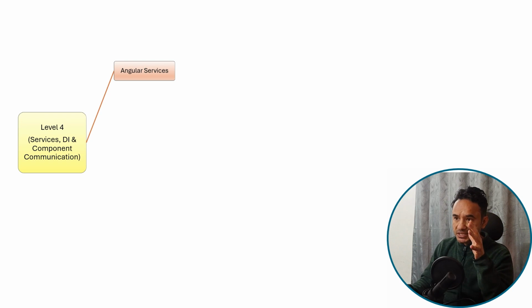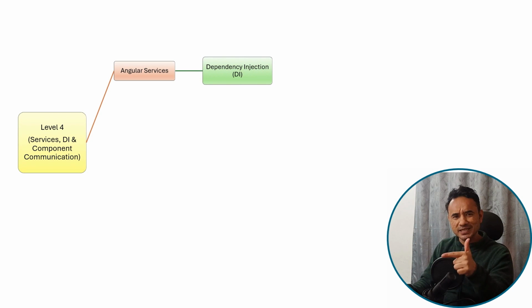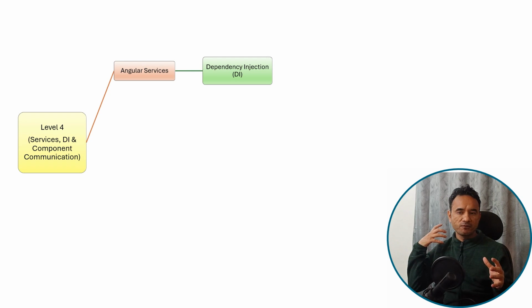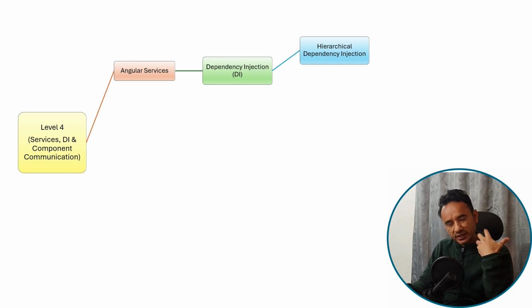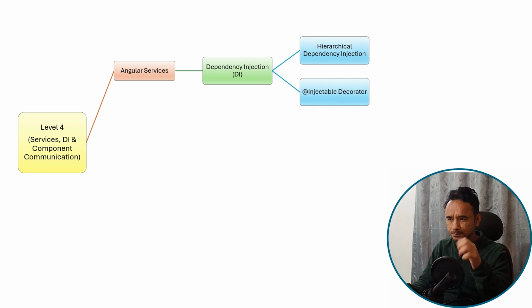Okay, now to inject the services into your components, you need to understand dependency injection. Very important concept. Let me give you an example. For example, if you are an online customer or you are a component who ordered something from Amazon, then dependency injection is like the delivery boy who brings you the order or service which you ordered. Okay, very short example. Okay, now inside it you can further explore the hierarchical dependency injection and the Injectable decorator.